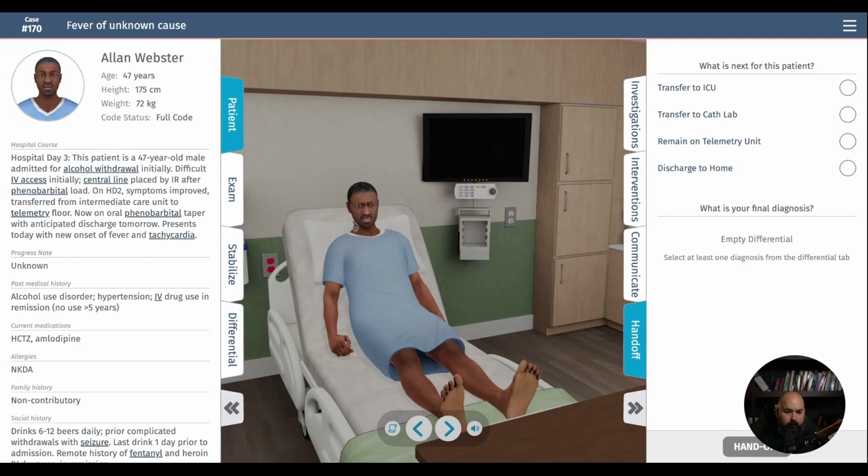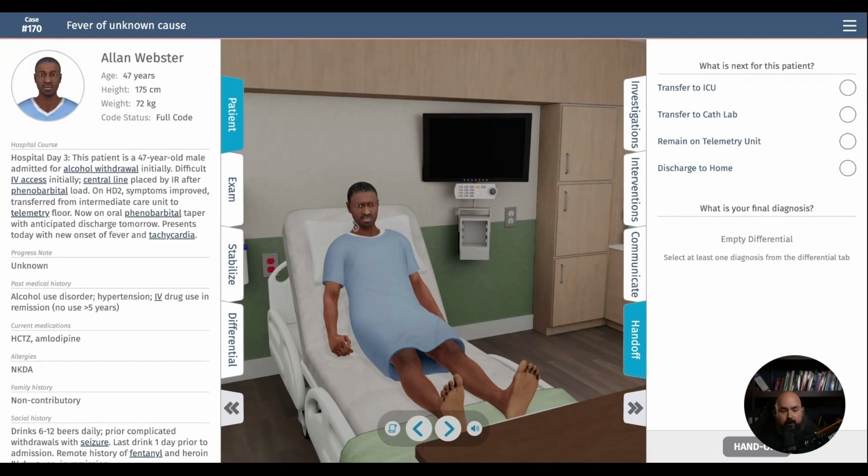So he is a 47-year-old male admitted for alcohol withdrawal. Initially, difficult IV access. It says that twice, weird. Central line placed after phenobarbital load. On hospital day 2, symptoms improved, transferred from intermediate care unit into the telemetry floor. Now on oral phenobarbital taper with anticipated discharge tomorrow. Presents today with new onset fever and tachycardia.